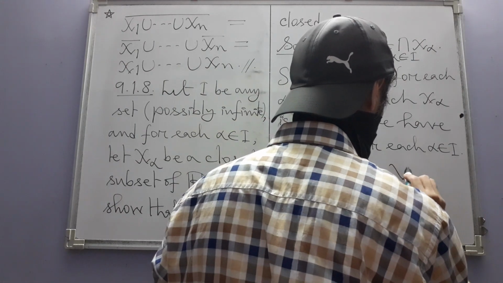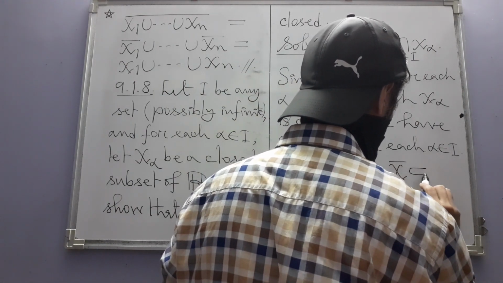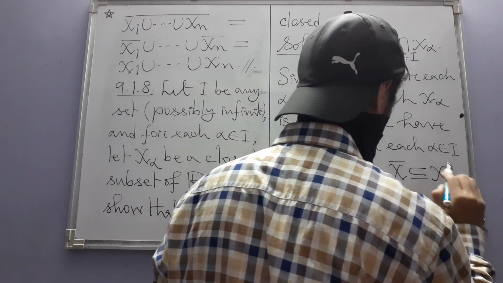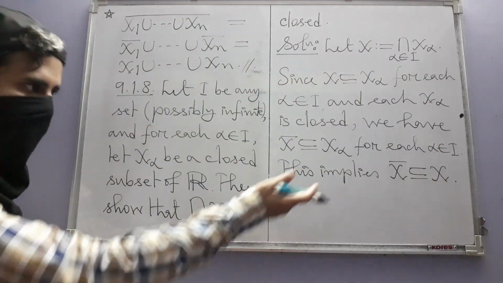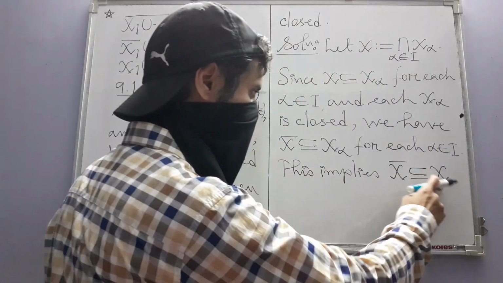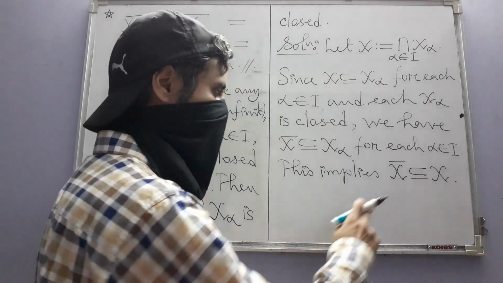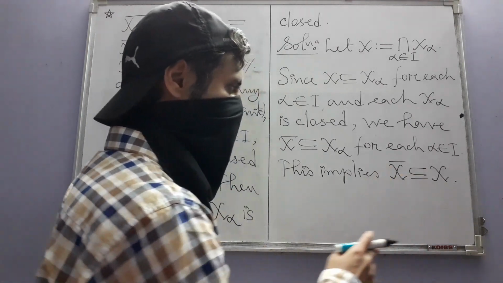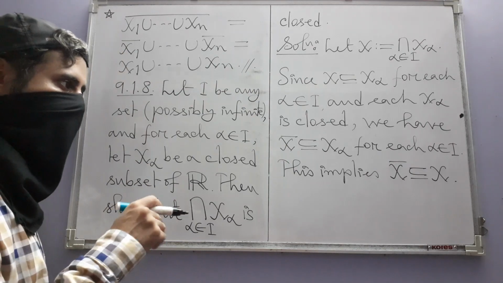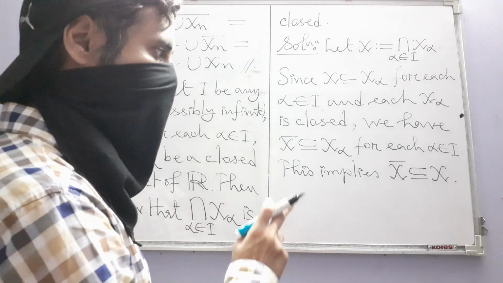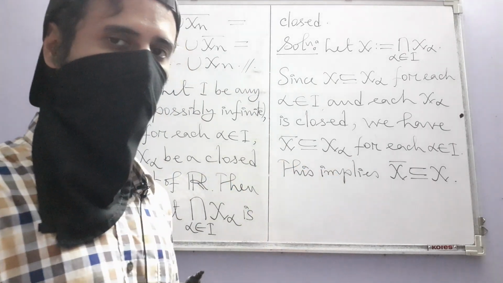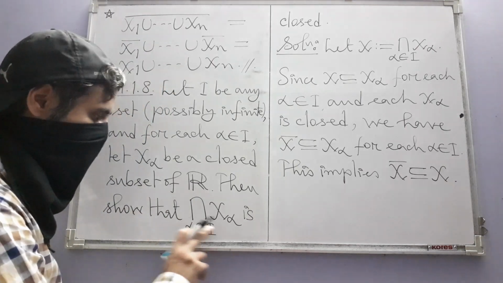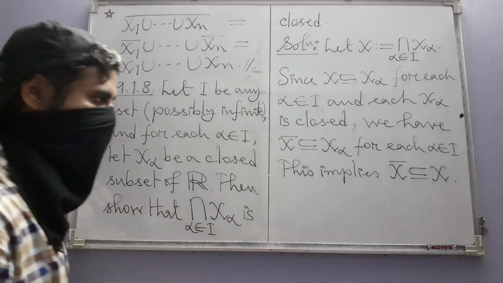So that's why we have this. But that implies what? Since we have the reverse inclusion already, so this further implies equality, and that itself implies by definition that X is closed, which is what we wanted to show, because this is X.